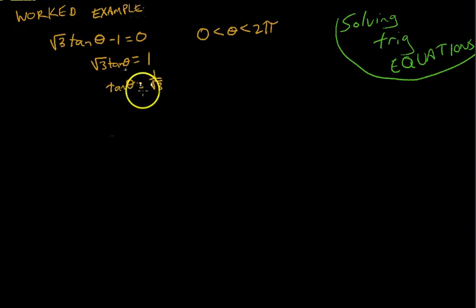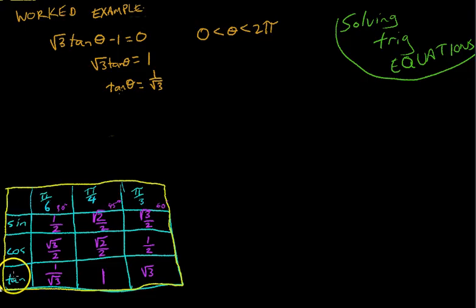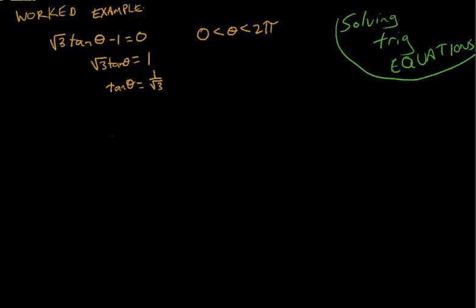Now from here it's a very straightforward question. Now you can look over here, tan of 1 on root 3, that's going to be pi on 6. So I'm going to call this my reference angle. Reference angle equals pi on 6. Now we can see that that's positive, so CAST. That's a positive, there's no negative here.